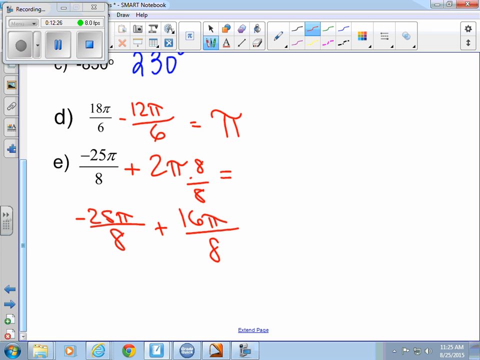Okay, and so we got negative 9 pi, so is that enough? No. Or you could add 32 pi over 8. And so we're at 7 pi over 8, which is a little less than pi, so we'd be in the second quadrant. So I subtracted 2 pi, and 18 minus 12 is 6.